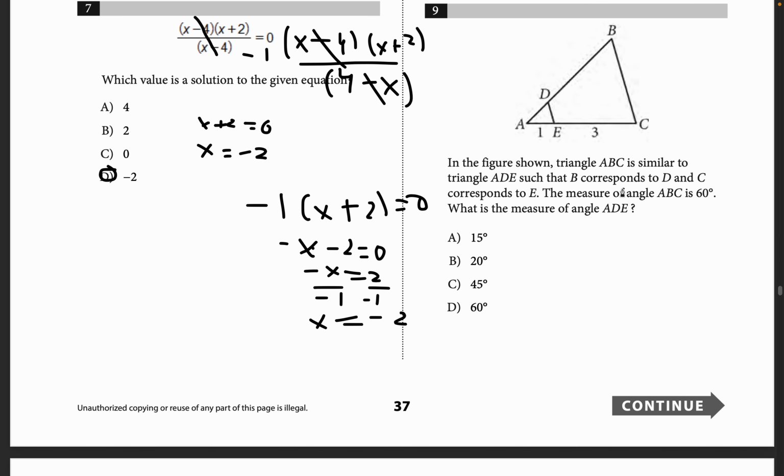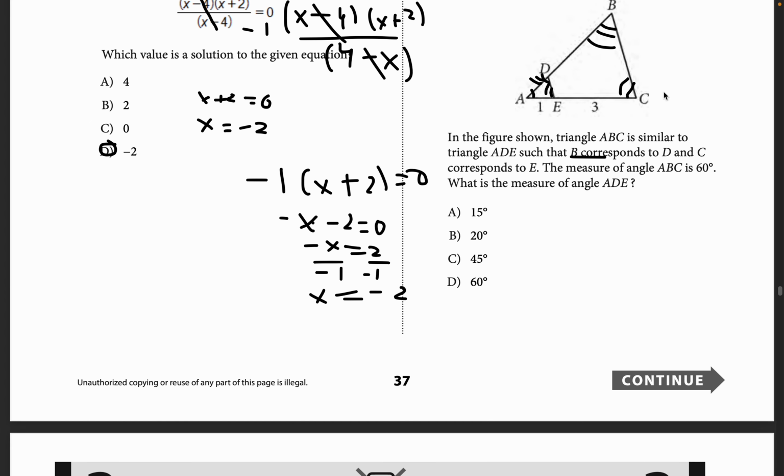In the figure shown, such as angle B corresponds to D. Okay, so what this means is this angle is used by both, and then this angle corresponds to this angle. Sorry, it should be double arcs. This angle corresponds to this angle, and this angle right here corresponds to this angle. Okay.